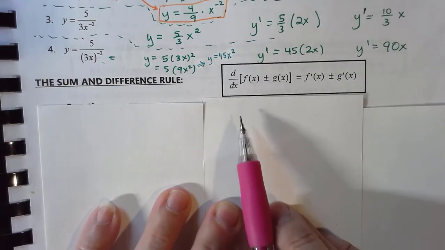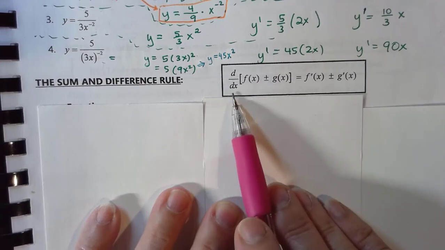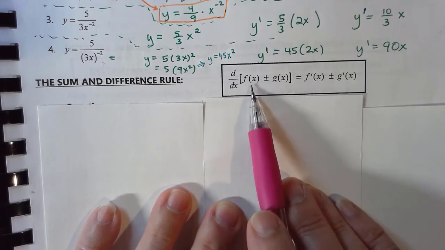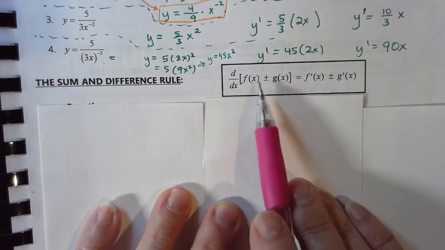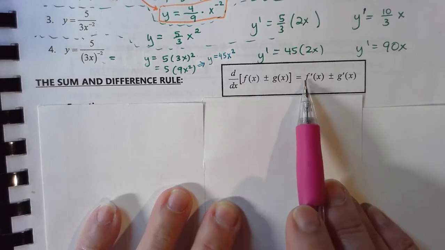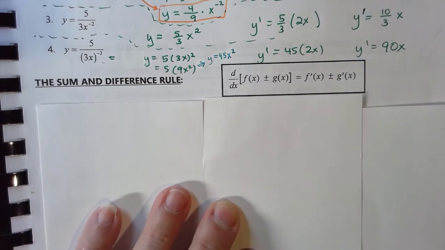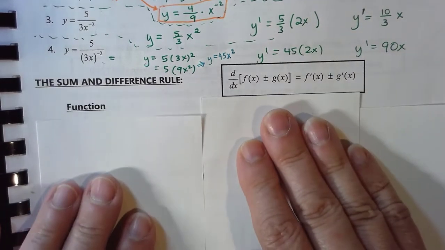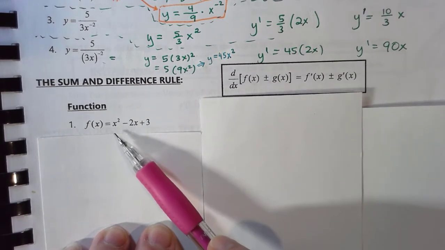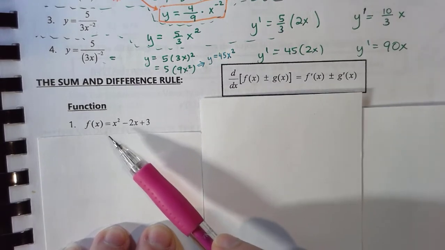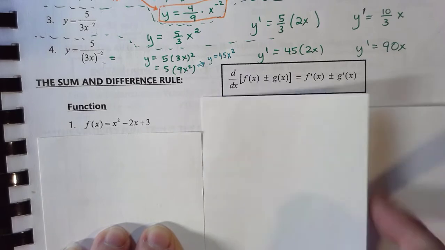Okay, the sum and difference rule is quite simple. We take the derivative with respect to x of f plus g, which gives us f prime of x plus g prime of x. And of course, if it's a difference, it is f prime of x minus g prime of x. Very simple, very obvious. So here is our equation. If we want to take the derivative, I'm taking the derivative of each term. So that will give me 2x squared minus 2.